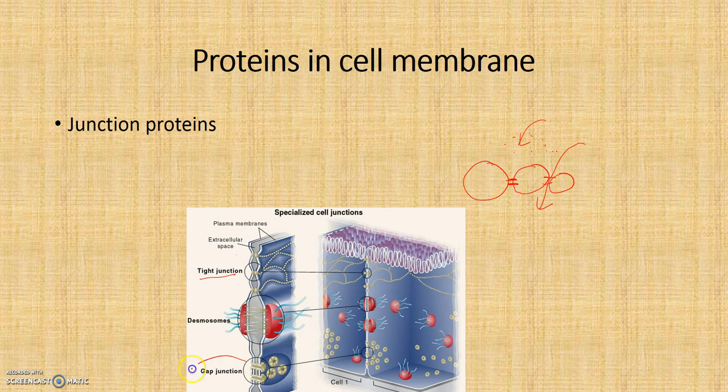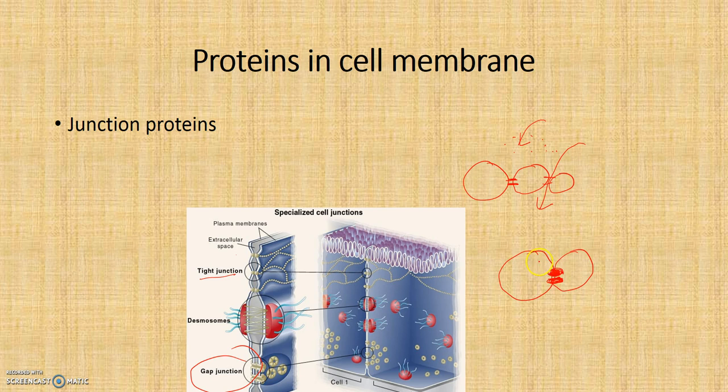The other one is gap junction. In a gap junction there are cells, but now the cell membranes are going to fuse, and as a result there's a pipe or a tube. So let's make it like this. So here is a pipe or a tube.